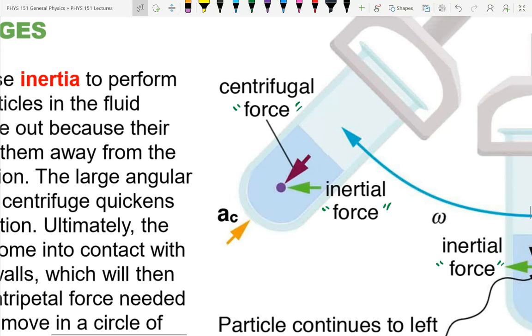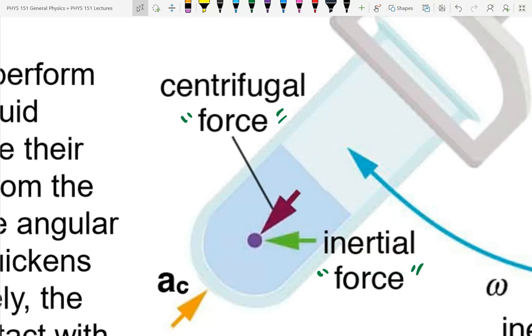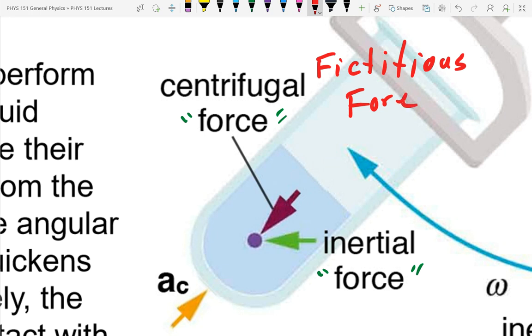So this has the word centrifugal force. I put quotes around the force because we call centrifugal force a fictitious force. Fictitious because it doesn't really exist. There is no such thing as centrifugal force. But if you yourself were inside of the centrifuge, let's say you're at an amusement park and you're inside one of those rides that spin, you think of yourself as stationary. Right? My arm's right here.